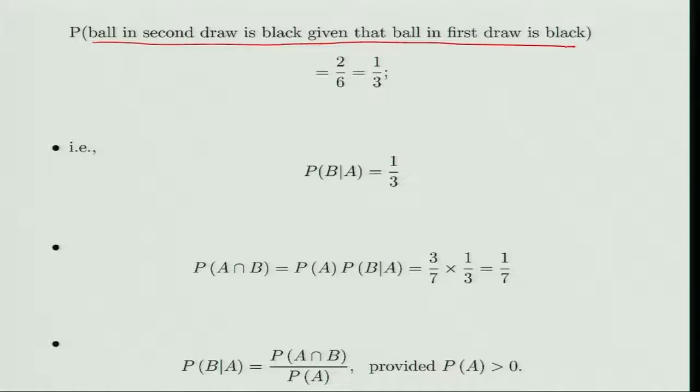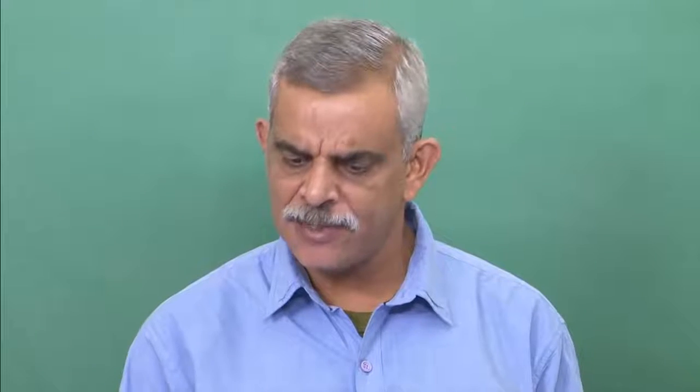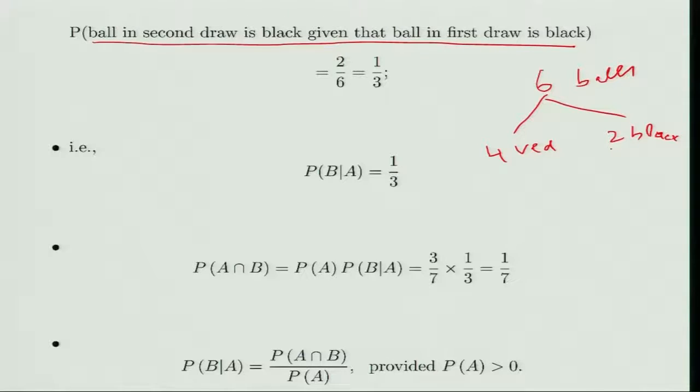Now note that once I have the information that the first draw I got the black ball, now there are 6 balls. And 4 are red and 2 are black, because I am given the information that 1 black ball has been drawn in the first draw, but that is not replaced back. If it is not replaced back, that means you have 1 less black ball. So that means 2 black balls, and in all you have 6 balls.